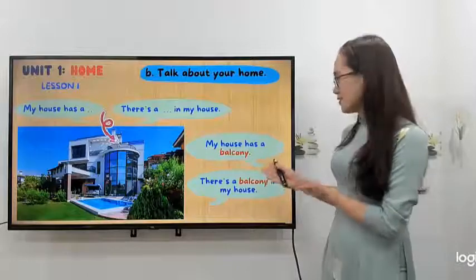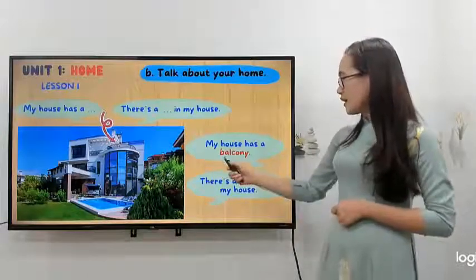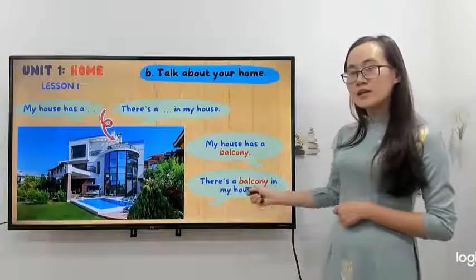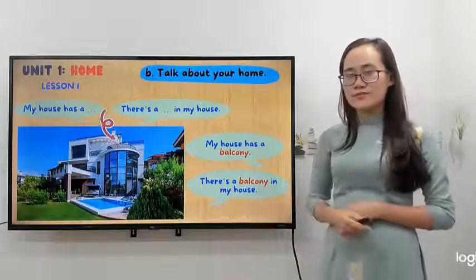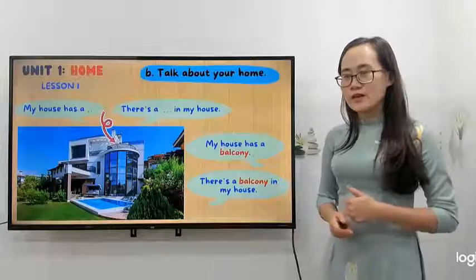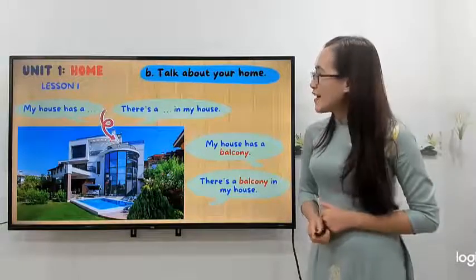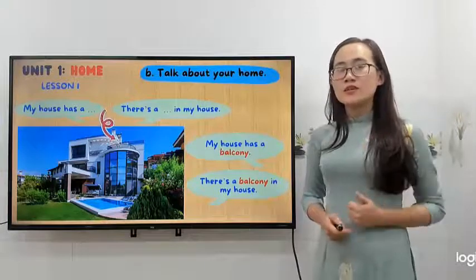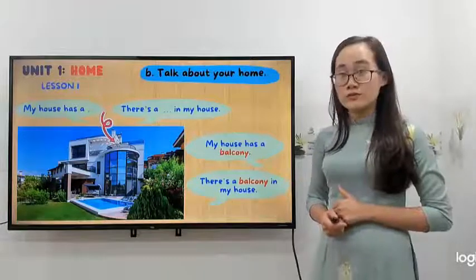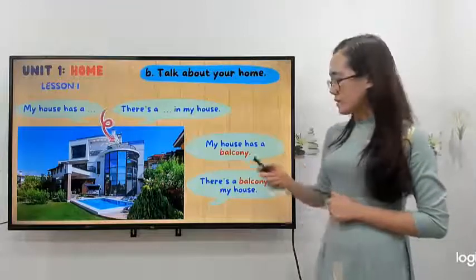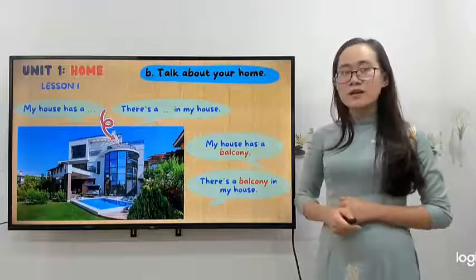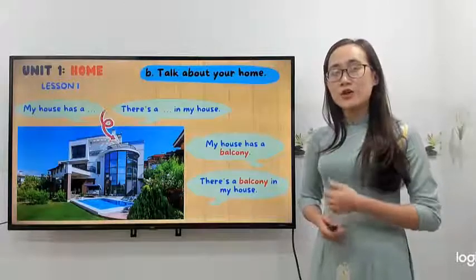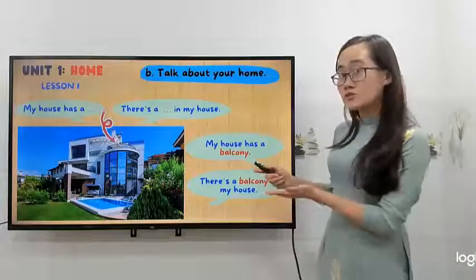Okay, here. You can say, my house has a balcony, or there's a balcony in my house. Okay, good job. So, I have just shown you the ways that you can talk about your house. So, next, at home, I want you to write more sentences about your home using these structures.